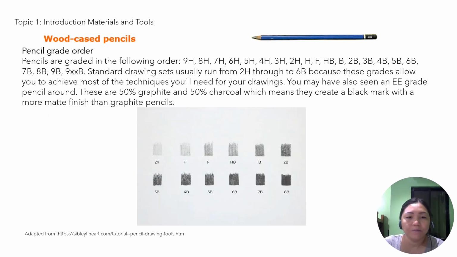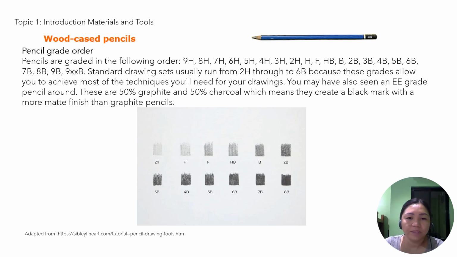There are different pencil grade orders for your wood case pencils. Pencils are graded in the following order: 9H, 8H, 7H, 6H, 5H, 4H, 3H, 2H, and H, then F, HB, B, 2B, 3B, 4B, 5B, 6B, 7B, 8B, 9B, 9XXB.